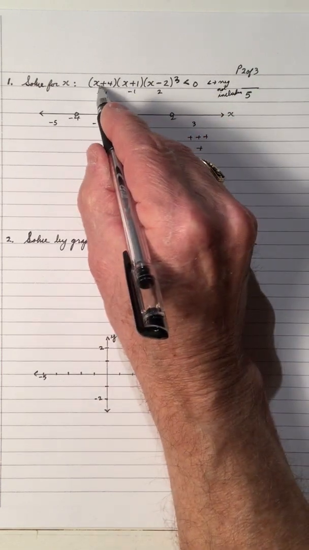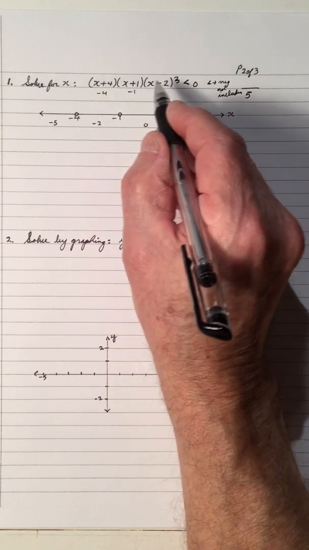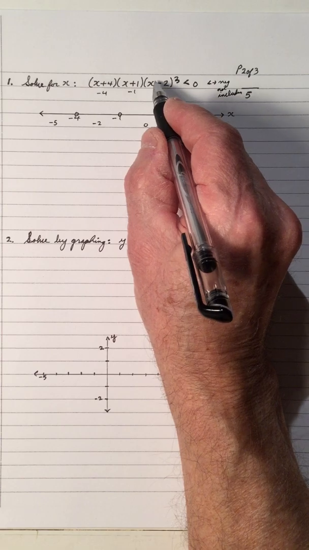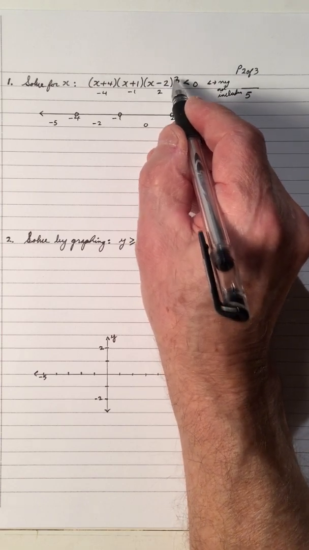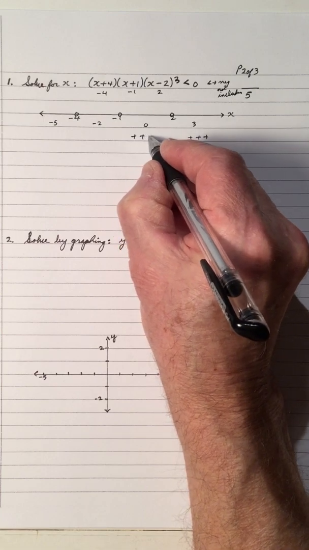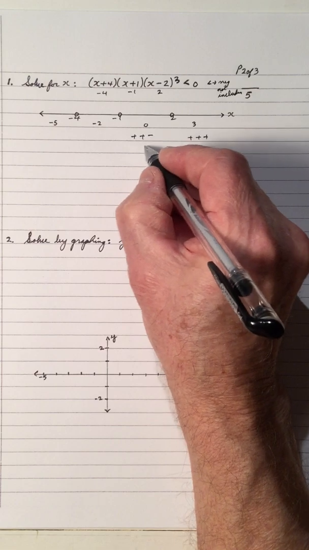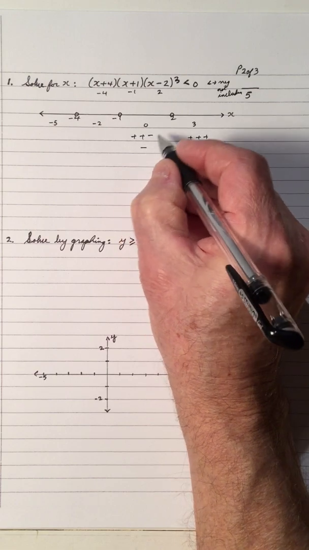When I put a 0 in here, I get a positive. Put a 0 in here and I get a positive. Put a 0 in here, I get a negative, and a negative cubed is a negative. So I have a positive, positive, negative. So if you multiply positive, positive, negative, you get a negative.